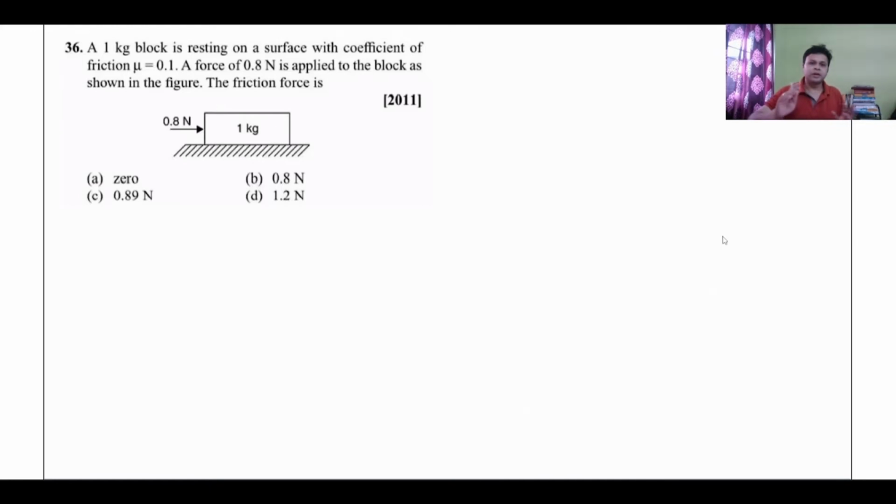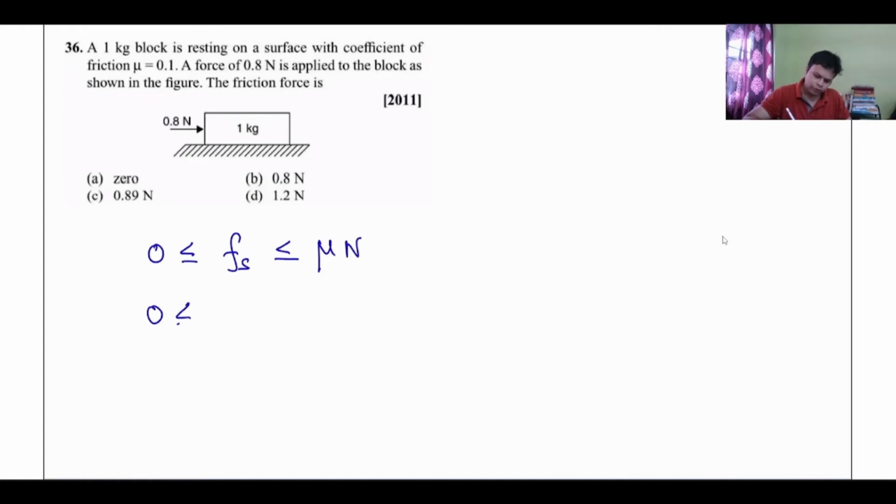So the concept here, you should know that friction is self-adjusting. It will act only that much which is required to prevent the relative motion, prevent the sliding, right? It will not apply in excess to that. So let us see what is the range of static friction. Range of static friction is always from 0 to mu into N. Range of static friction always varies from 0 to mu into N.